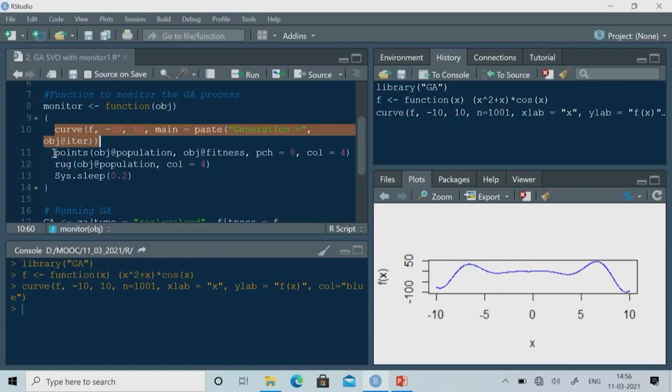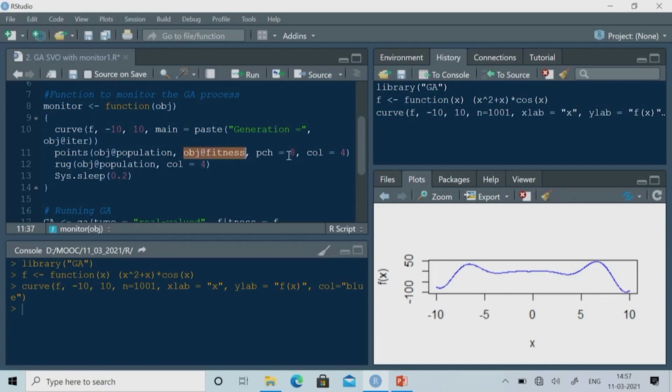And then I would like to put the points, I would like to put the population. So, therefore, I am using the point function. So, this point function will put the points over this particular curve. So, here the population is given by objective@population. So, within GA, with the at-the-rate symbol, we will get the population. So, objective@population will give you the population. This is the x axis value, and on the y axis this is the objective@fitness value. So, here on the x axis this is the objective@population, and on the y axis this is the fitness value.